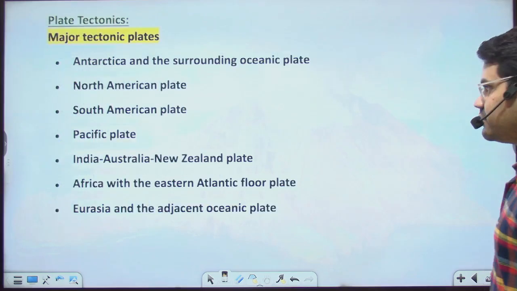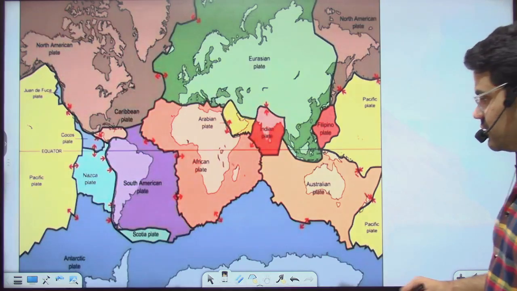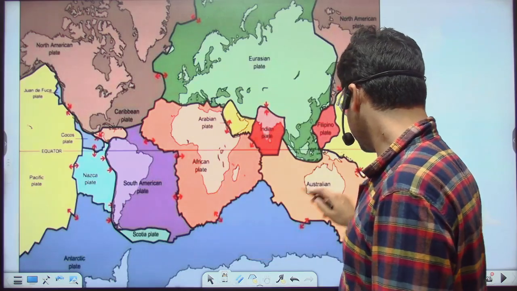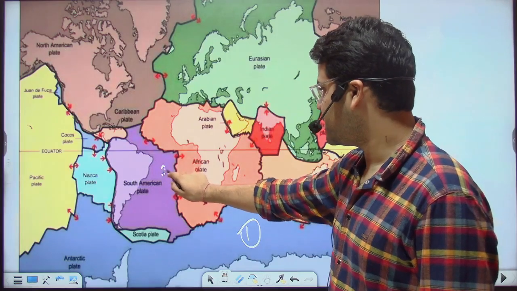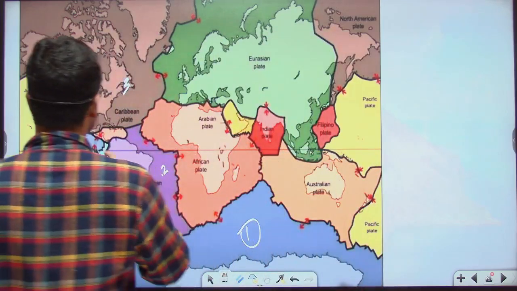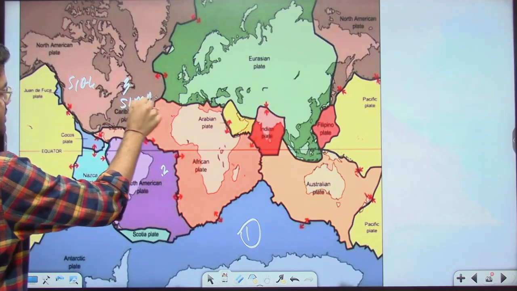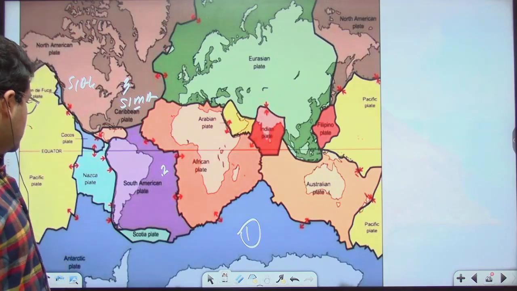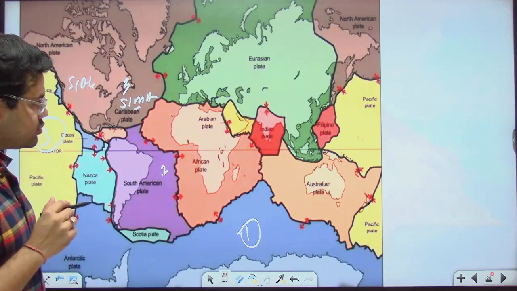So what he did, you just see the plates, the major plates. The first one here is the Antarctic plate, then the South American plate. Second, the North American plate. What is it doing here? In the North American plate, see, this is the continent Sial part and this is the Pacific Ocean Sima part. They both are joined with each other. Okay. The Pacific plate, an ocean plate, is the largest oceanic plate.